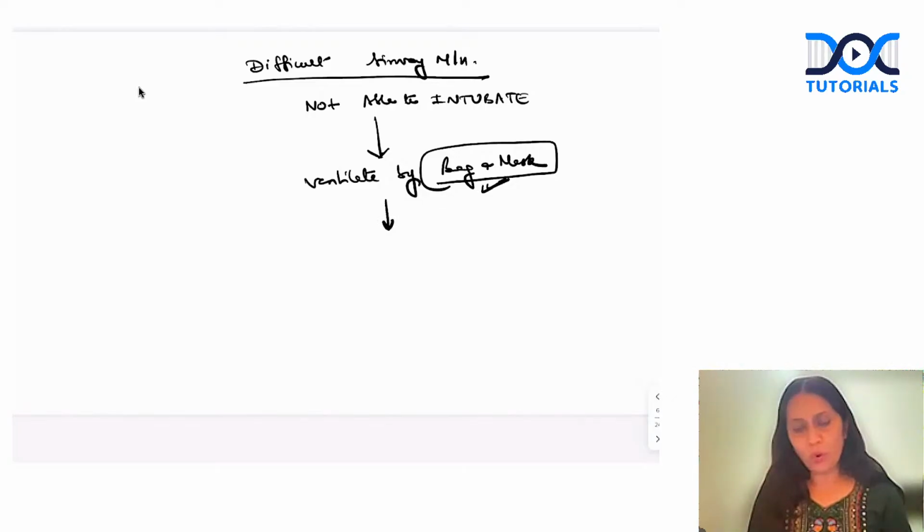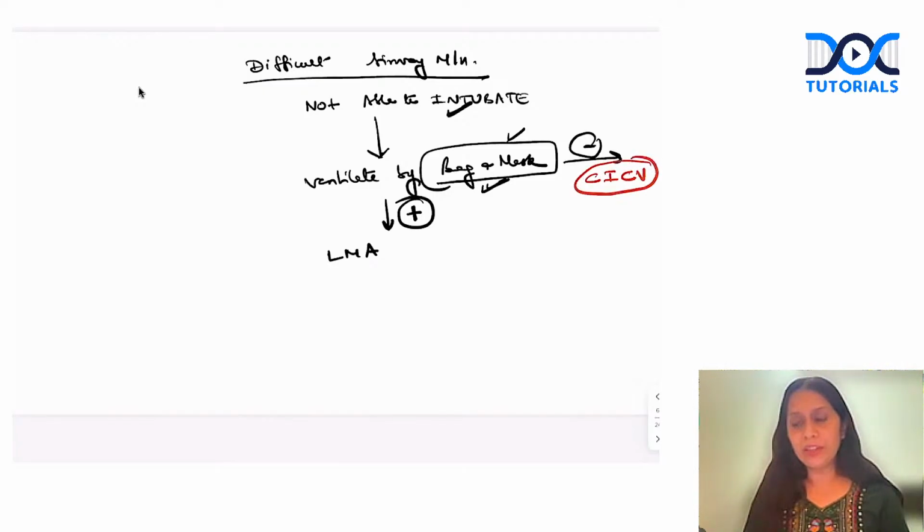In step 2, we go for insertion of LMA. If we are able to ventilate with it, fine. If we are not able to ventilate, and bag and mask ventilation is also not possible, this is the cannot intubate, cannot ventilate situation. This is a very common situation in maxillofacial trauma, where intubation becomes difficult and ventilation is also already very difficult. So in this case, immediately we do cricothyroidotomy.